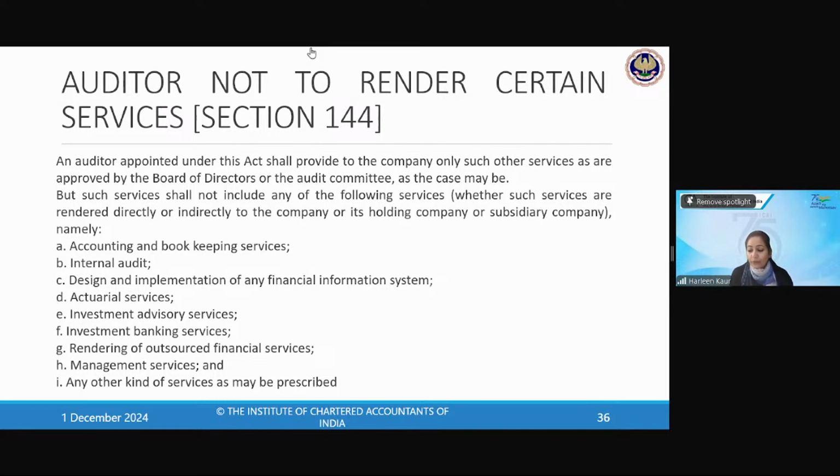However, a statutory auditor can be appointed as a GST auditor or a tax auditor. However, the remuneration will be different for different services, but that is not prohibited. Now, the second question is, can the statutory auditor be appointed as the cost auditor also?